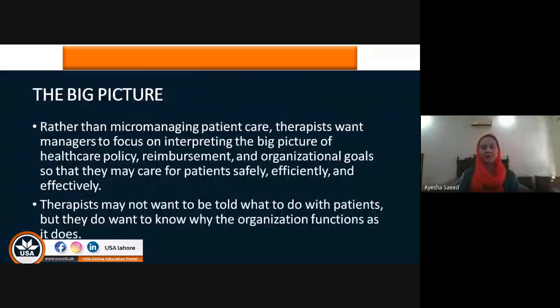The concept of the big picture, the concept of perspective. Managers are responsible for providing the big picture to the people who are working in subordination to them. So rather than micromanaging, or managing patient care at a small level, therapists want managers to focus on interpreting the big picture of healthcare policy, reimbursement, and organizational goals so that they may care for patients safely, efficiently, and effectively.